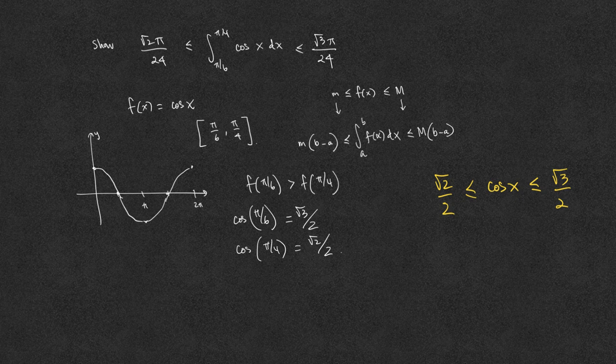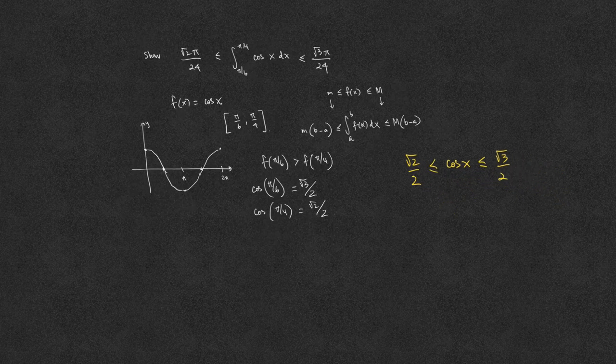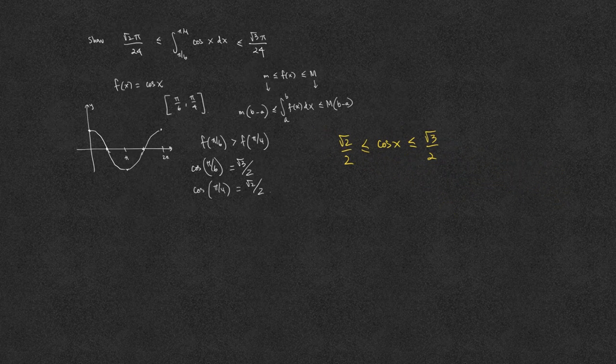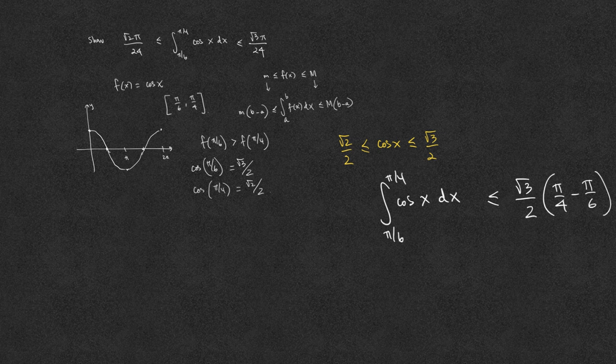With this inequality, we can apply the inequality that we mentioned earlier. The integral of cosine of x dx going from pi over 6 to pi over 4 is less than or equal to root 3 over 2, being the upper bound, times b minus a. b is pi over 4 and a is pi over 6 in this case. This integral is also greater than or equal to root 2 over 2 times pi over 4 minus pi over 6.